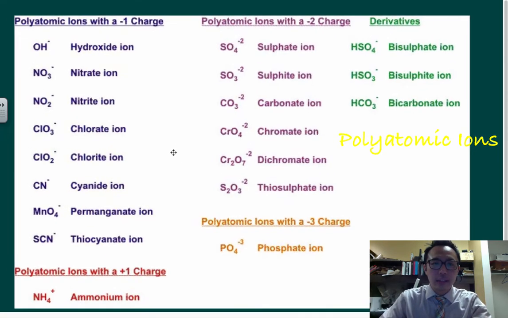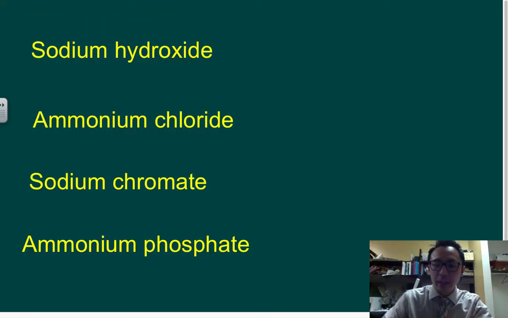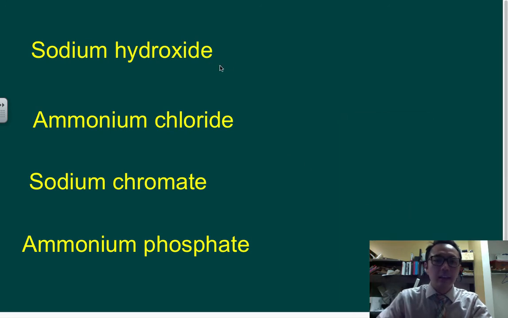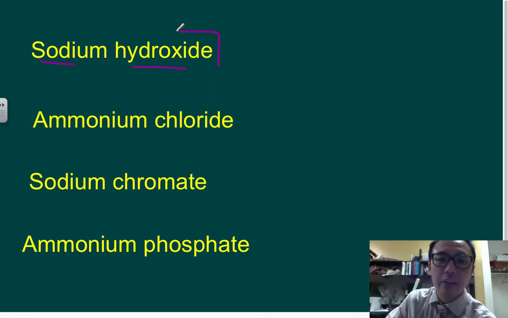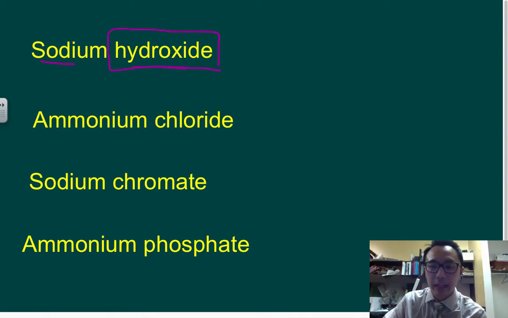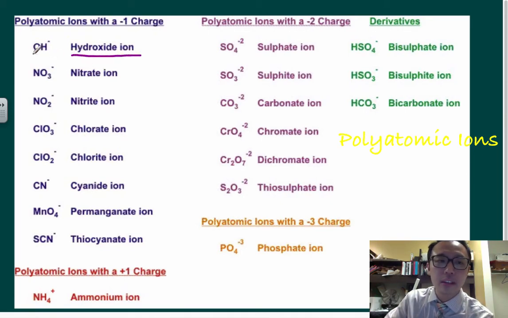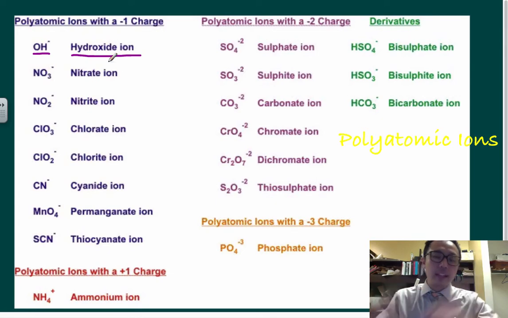So how do we look at this? We have something like sodium hydroxide. This one is given to you in the name. This is similar to how you name ionic compounds, except that you can notice that hydroxide is not something you can find on the periodic table. If I were to go back, you can see there is a hydroxide ion. This polyatomic ion, OH negative, is always by itself.